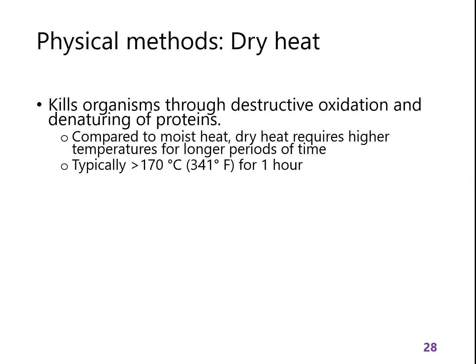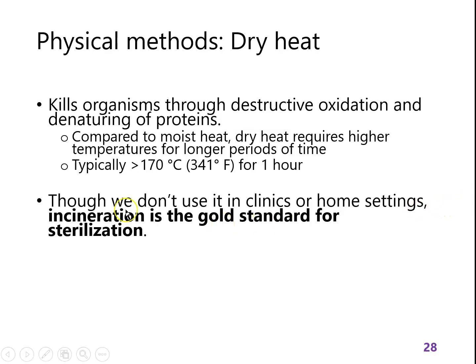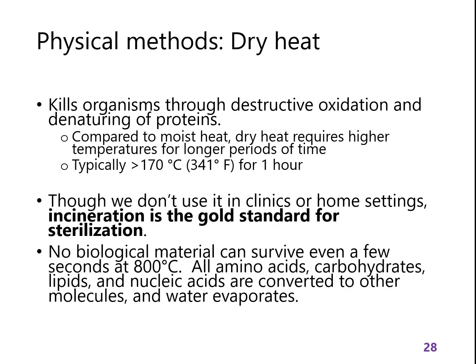And what I want to point out is that even though I have kind of belabored the point that moist heat can be used at lower temperatures than dry heat, one form of dry heat is the gold standard for disinfection and sterilization, and that's incineration. Incineration is the best way we can sterilize a material. So if a material can survive being heated to something like 800 degrees Celsius, where it turns red hot, it is sterile. There is no biological material or anything that can survive that heat.